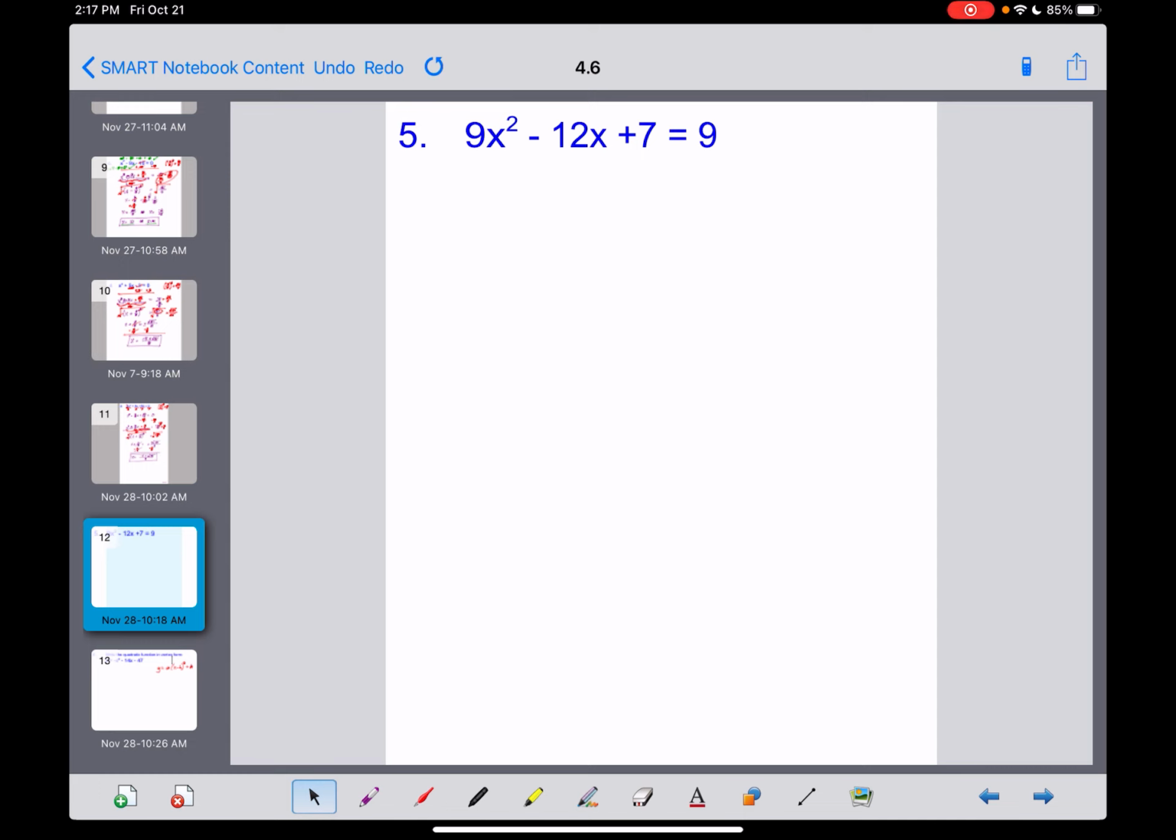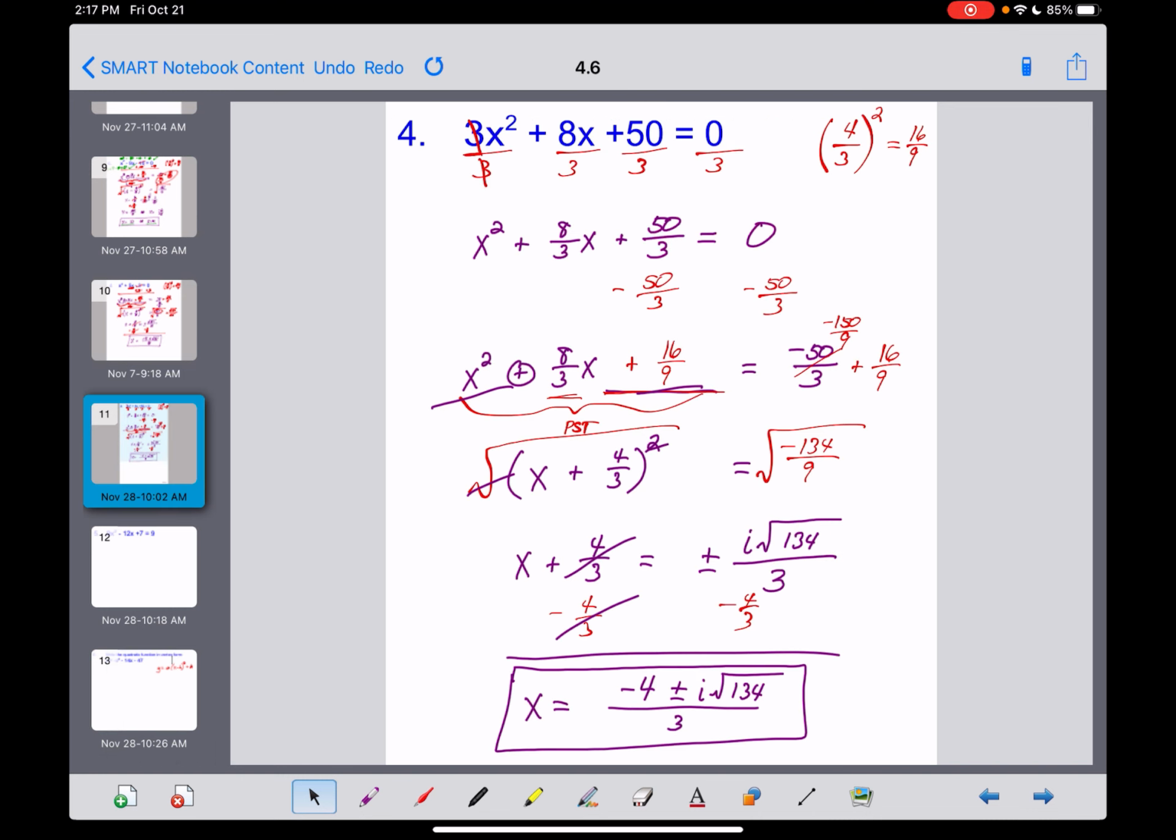All right, and I had one more I wanted to do with you guys, but you know what? I think we're going to cut that one off, and I'm not going to do this one with you either. So that's probably long enough here on 4.6 on how to do completing the squares.